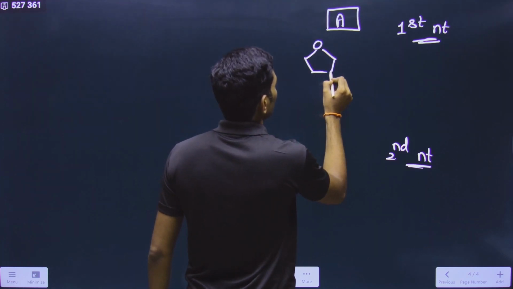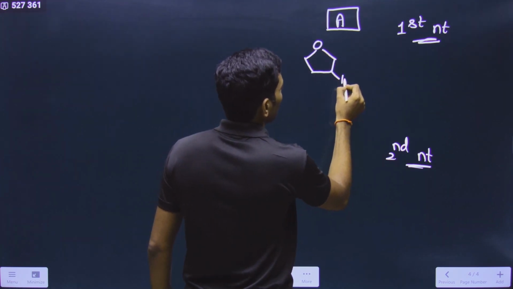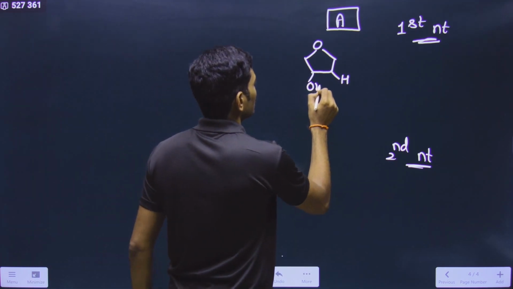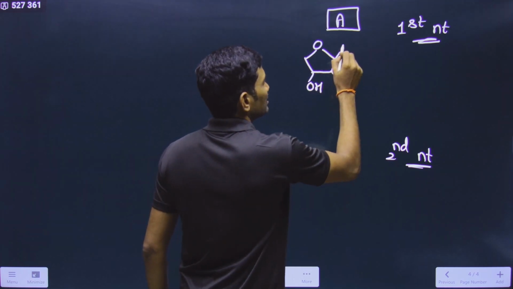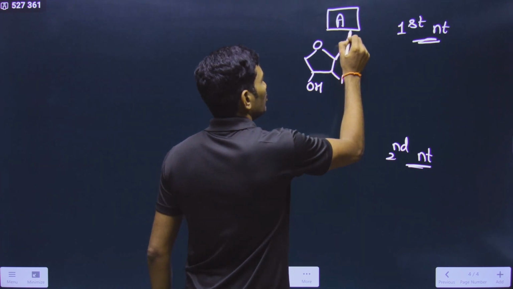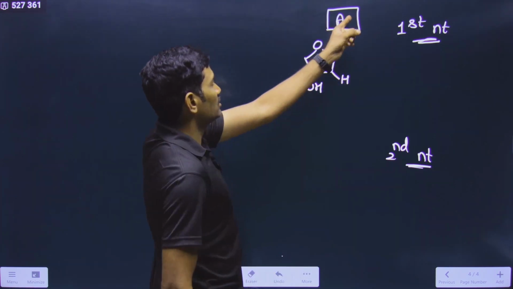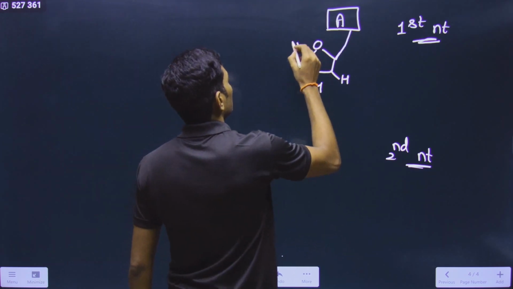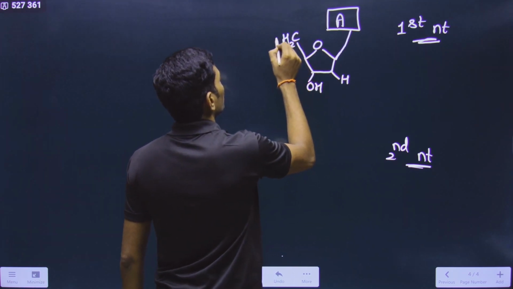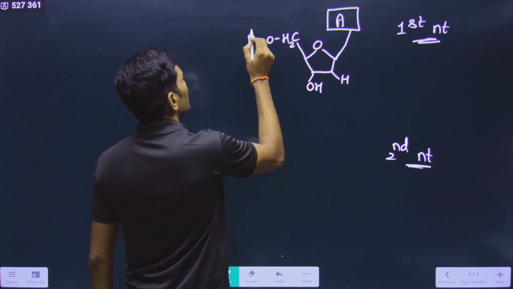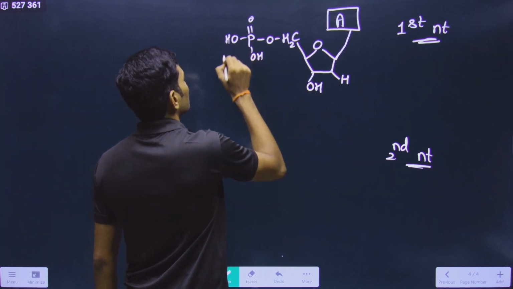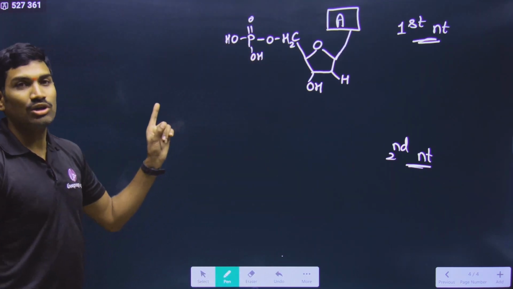In the deoxyribose, what happens? Here, instead of OH, H is present. Yes or no? And here, OH is present. But anyhow, in the nucleotide, nitrogenous base and sugar are attached, so they are attached. Okay. And next one, here it will be CH2O. This is the phosphate, P double bond O, OH, OH. Yes or no? This is the nucleotide.